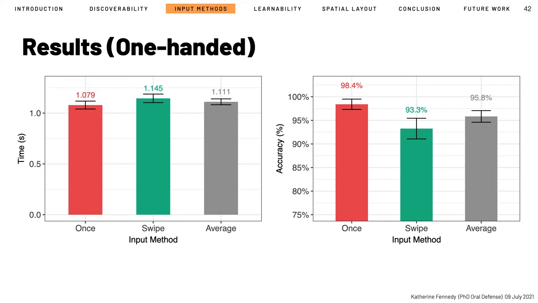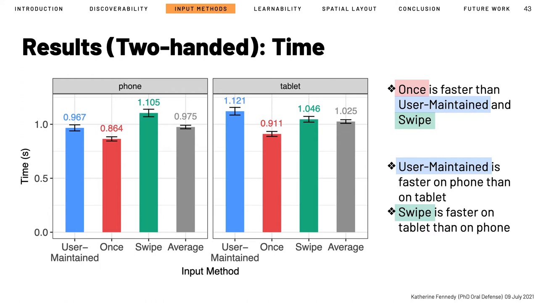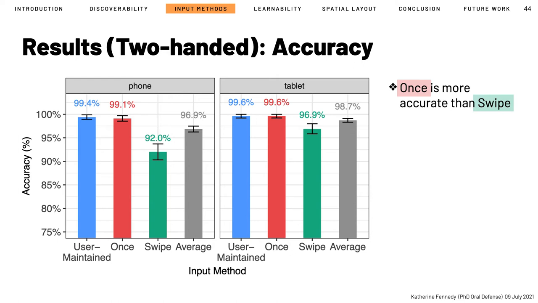For one-handed interaction, we found no significant difference in terms of time, but once is found to be more accurate than swipe. For two-handed interaction, there is a significant effect of input method on time, with once performing better. There is also a significant interaction between input method and device, with user maintain being faster on phone than on tablet, and swipe being faster on tablet than on phone. And there is a significant effect of input method on accuracy, with once performing better than swipe. There is a significant interaction between input method and device, with swipe being more accurate on tablet than on phone.